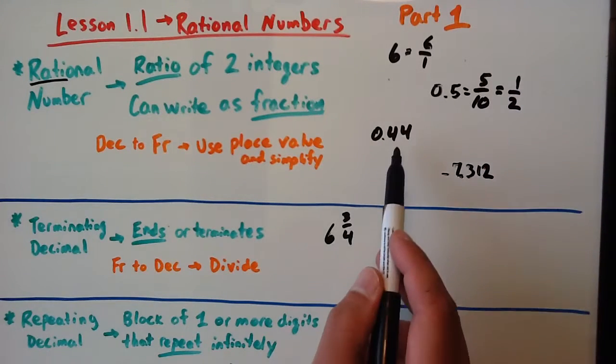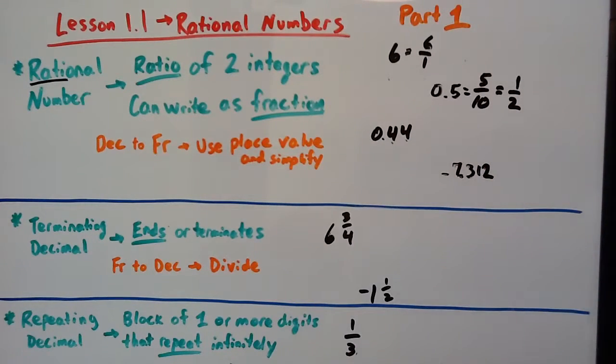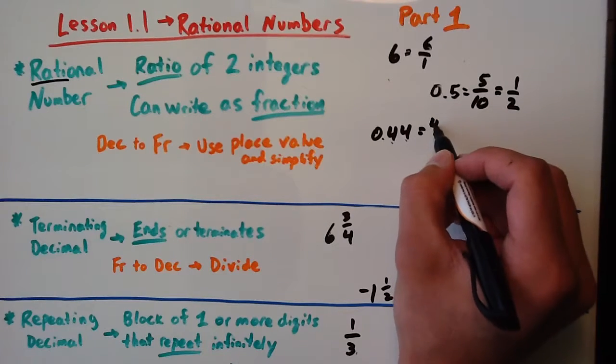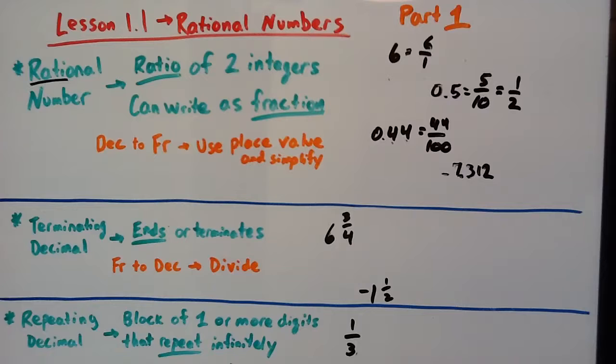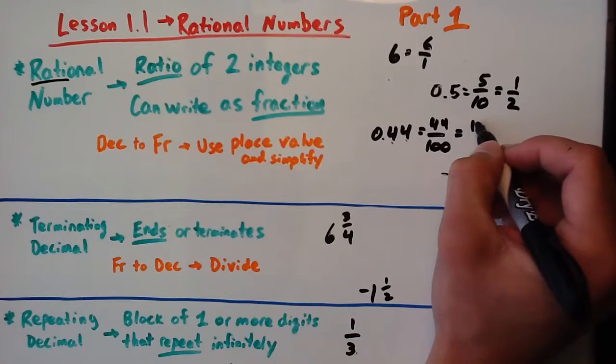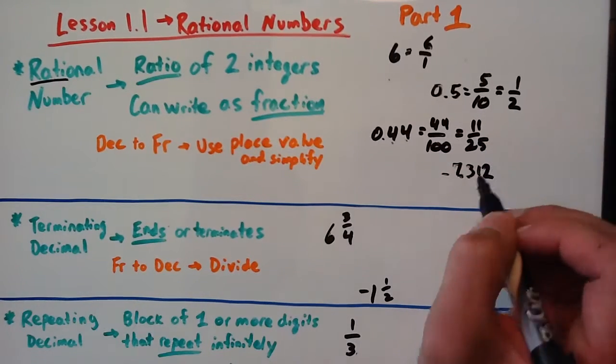0.44. This is the tenths place. This is the hundredths place. So I have 44 hundredths, 44 over 100. I would simplify from there. Both the numerator and the denominator are divisible by 4. And if I simplify, I would get 11/25.